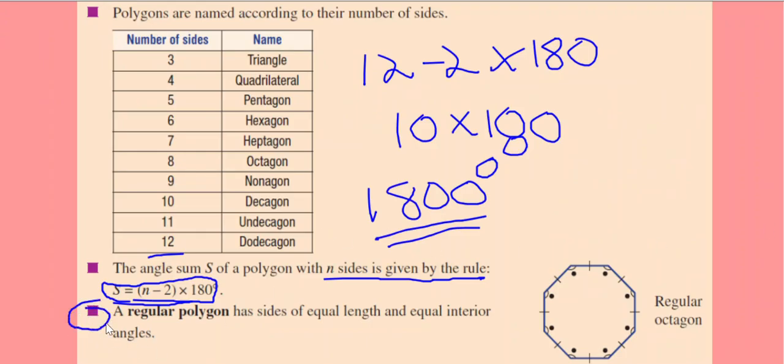Last bit of information here is a regular polygon. If it's regular, it means that all the sides are equal length and all the interior angles are also equal. This is an example of a regular octagon. Each side in this octagon is exactly the same length, and each angle in that octagon is also exactly the same. You're going to have to use this information, so let's get stuck into some problems.